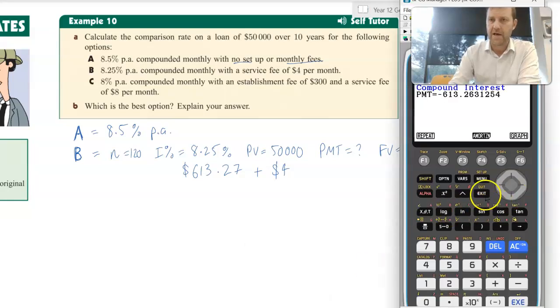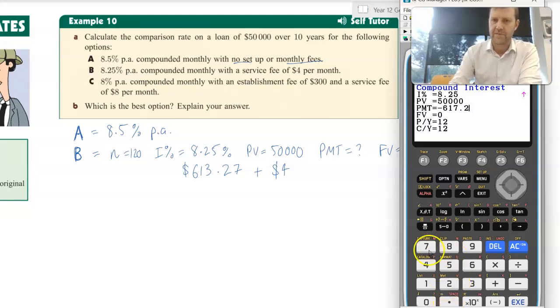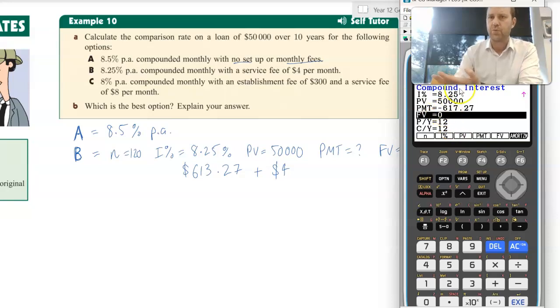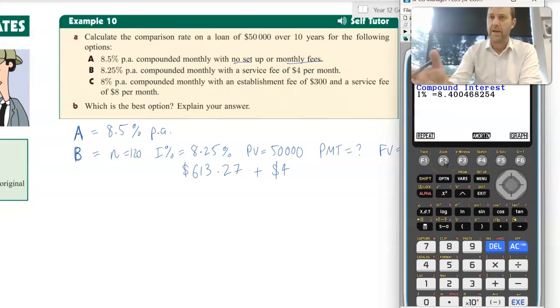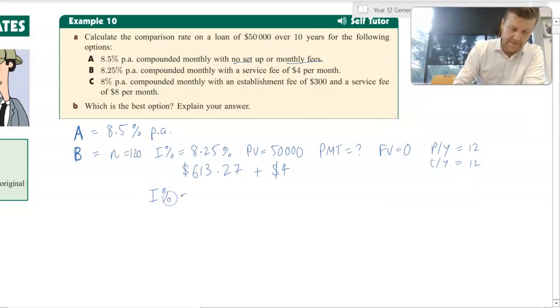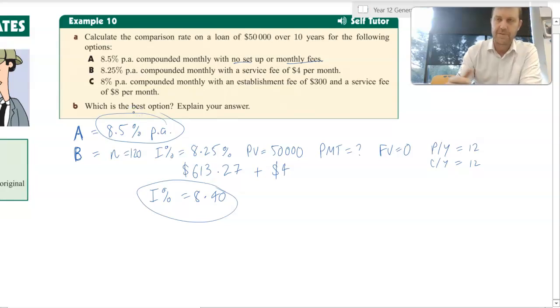And I'm just going to change that value now of PMT to, again, it's going to be a negative amount, minus $617.27 per month. Okay, remember, it's important to have that as a negative. And then based on that, what would the real interest rate actually be? So now I'm actually asking it, what is the interest rate? Well, it actually works out as a comparison rate to be 8.40%. Okay, so now my comparison rate here of 8.40% per annum is actually better than Bank A's.